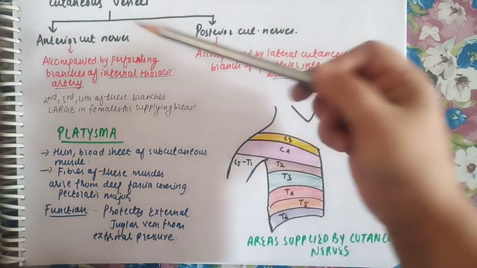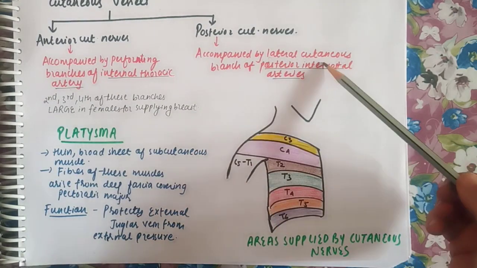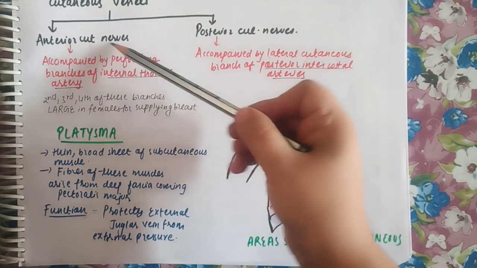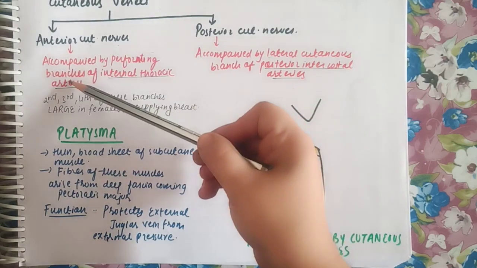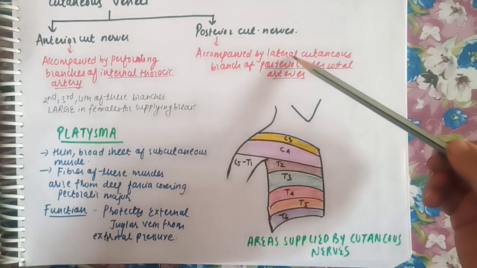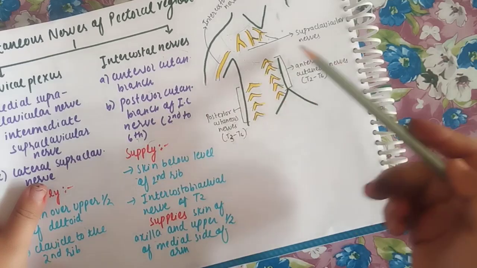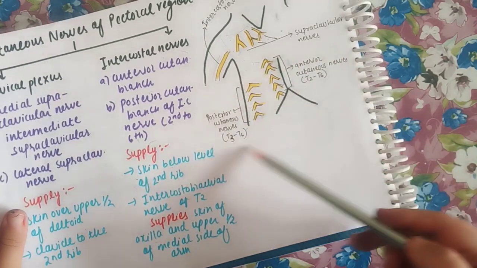Now moving on to the cutaneous vessels. As we know, there are two sets: the internal thoracic artery and the posterior intercostal arteries. The anterior cutaneous nerves are accompanied by perforating branches of the internal thoracic artery, and the posterior cutaneous nerves are accompanied by the lateral cutaneous branch of the posterior intercostal arteries. As we have seen in the diagram here, these are the anterior cutaneous nerves and the posterior cutaneous nerves.